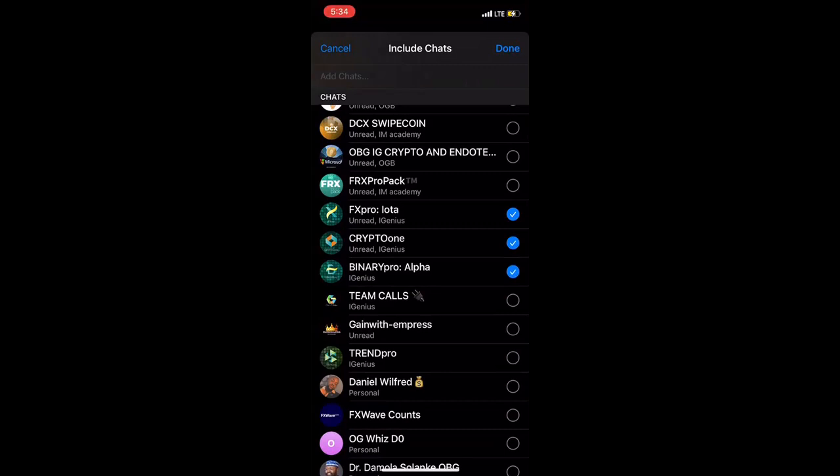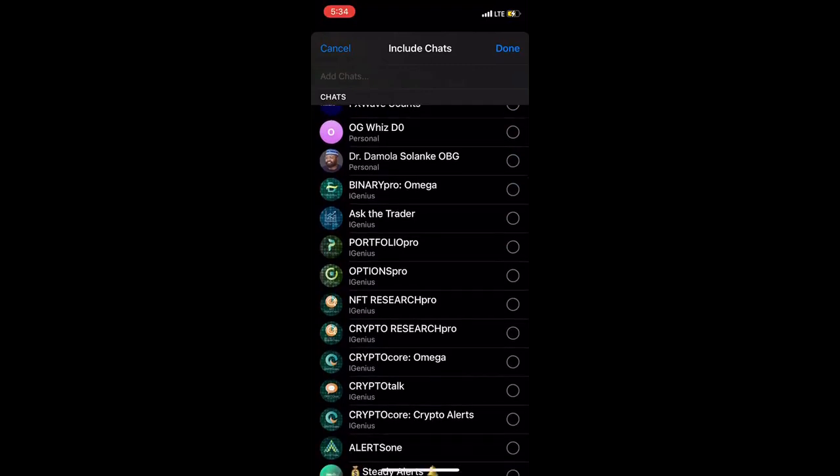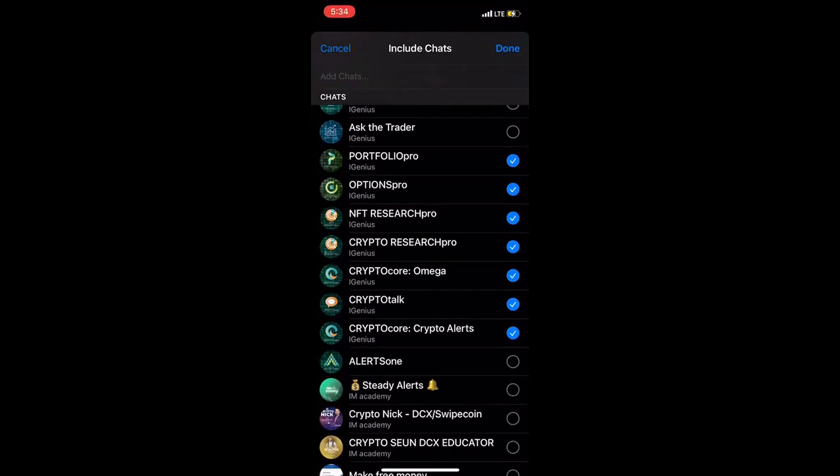Yeah, if you want to include team calls, you can. But what I did is that I just included everything trading related, right? Trend Pro, right? Add that one, scroll down. Let me see if there's any other. All right, so there's Binary Pro Omega, there's Ask the Trader, all these ones that have iGENIUS. Those are the ones you're supposed to include, right?